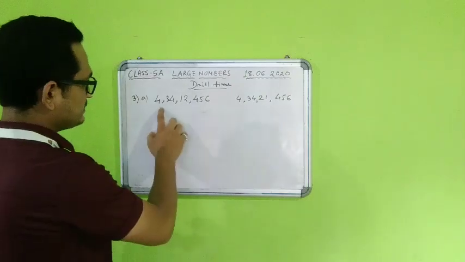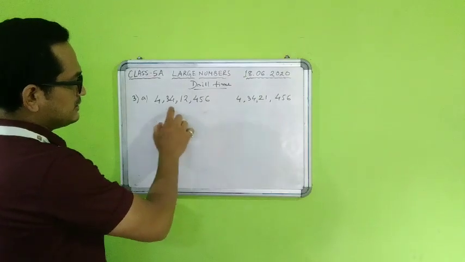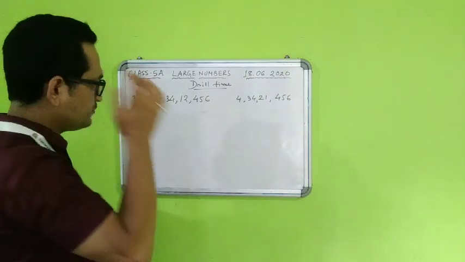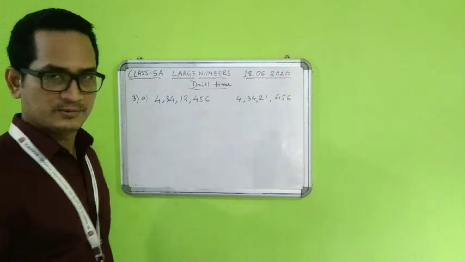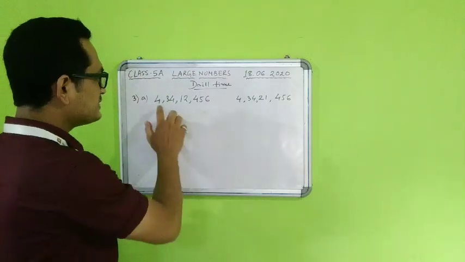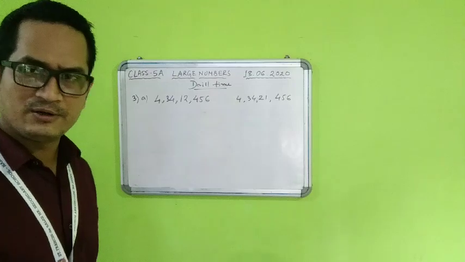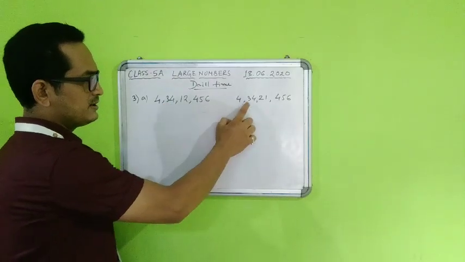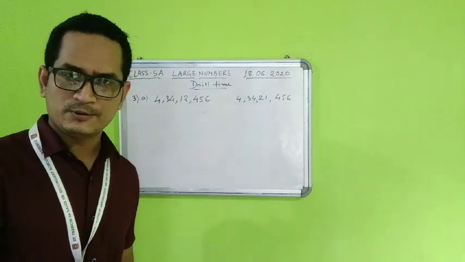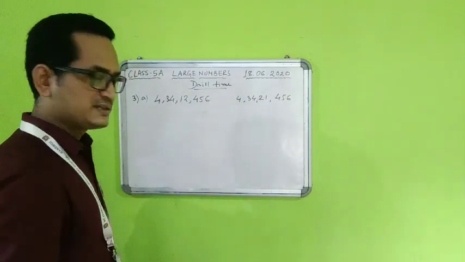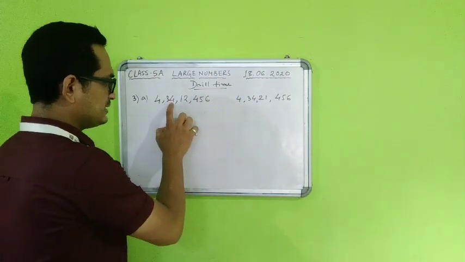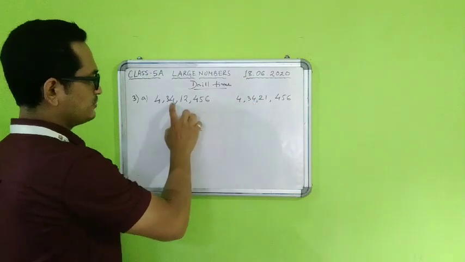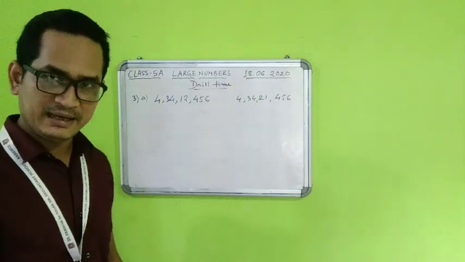This highest place is the crores place. So this is 4 crore and this is also 4 crore. Since they are the same, we cannot decide. Now let us go to the 10 lakhs place. Here it is 3, here it is also 3. So it cannot be decided. Let's go to the lakhs place now. Here it is 4 lakh, here it is also 4 lakh. They are the same again.